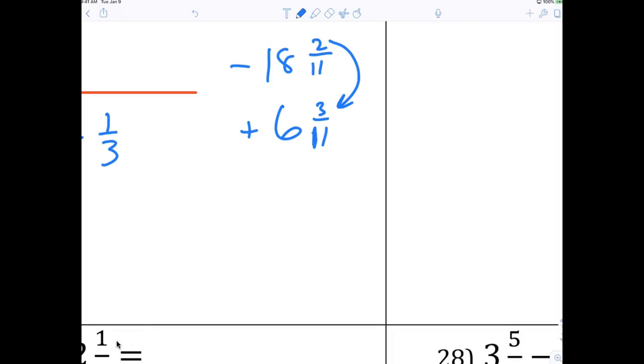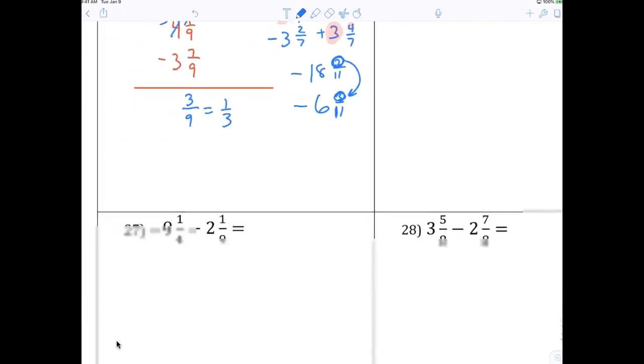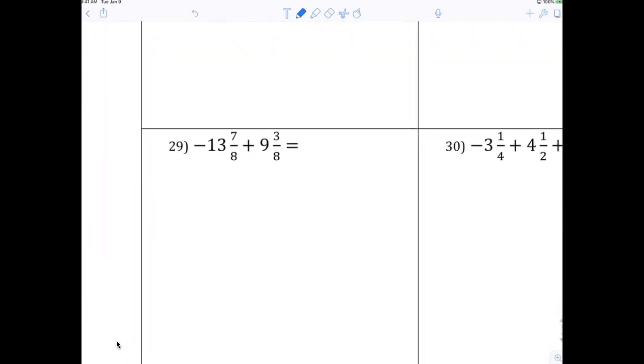But now, if this is a negative, I have to do what? You add them. So you never borrow with addition. You only borrow when you're subtracting. Agreed? If this number is bigger than this number, no, you don't borrow. But if this number is smaller than the bottom number, you have to borrow. That's it.